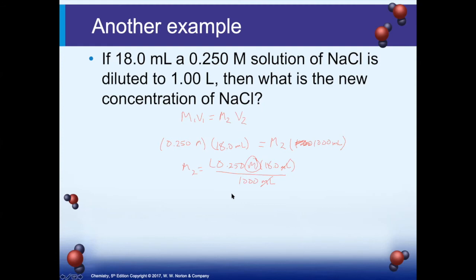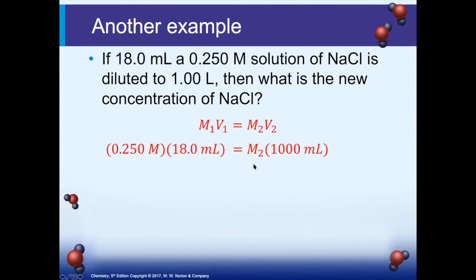All right, so M1 V1 equals M2 V2. Substitute in what you know to figure out what you need to find. You need to find that molarity 2. And then if you just do the rearranging and solving, you get 0.0045 molar. So again, if you took 0.25 molar solution of sodium chloride and you took 18 mils of it and you diluted that up to 1 liter with just pure, distilled water, then the resulting solution would have a concentration of 0.0045 molar.